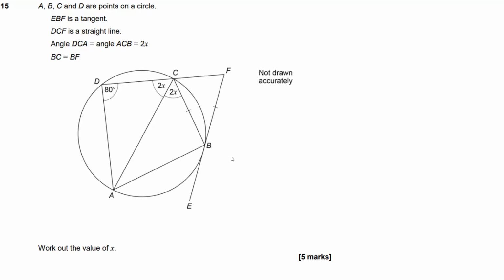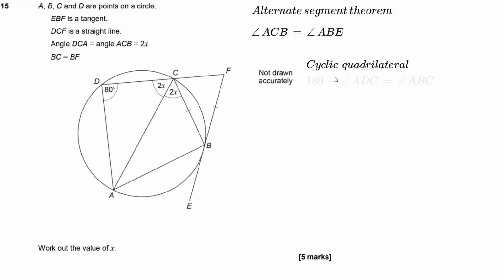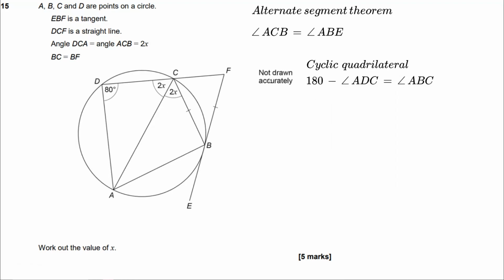Circle theorem question. So here you've got a tangent and you've got a cyclic quadrilateral, because they're all touching the circumference. So the opposite angles will add up to 180. And here you've got the alternate segment theorem, so this will equal this. So angle ABE equals angle ACB. Here. Let me just go back actually.